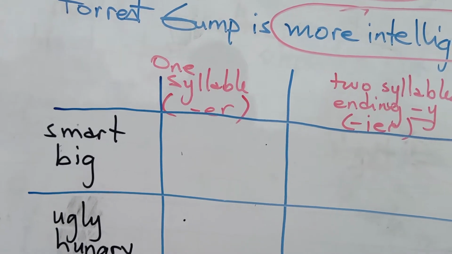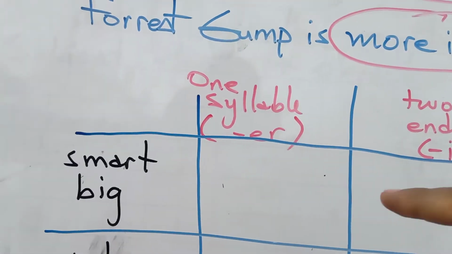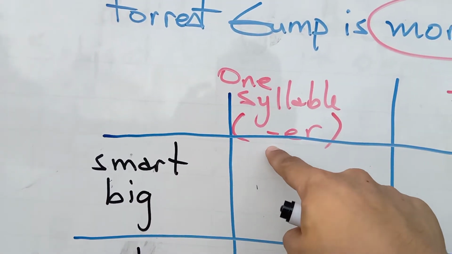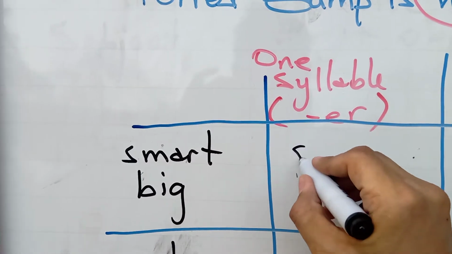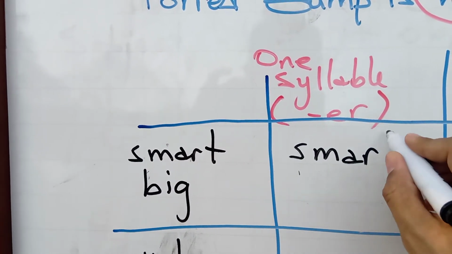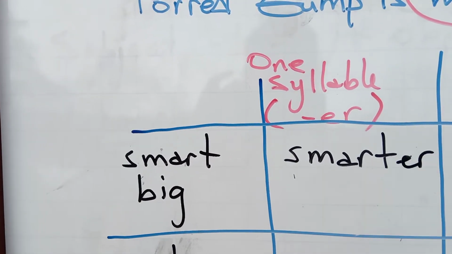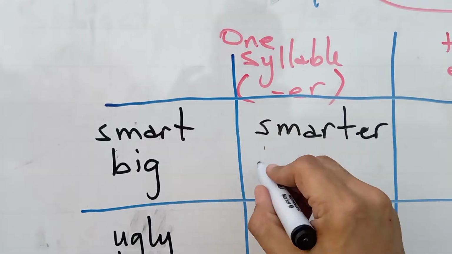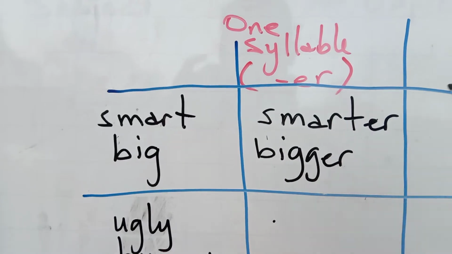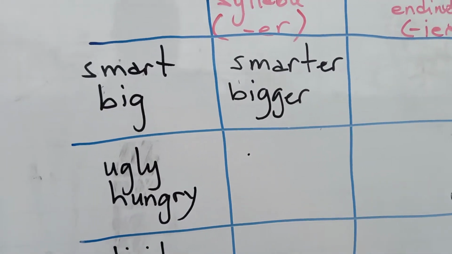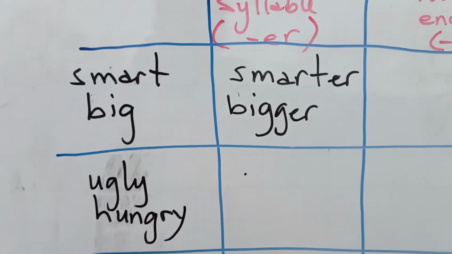So, when we have adjectives with one syllable, what we're going to do is add er. Okay, so we have smarter, bigger. Okay, so we add er.